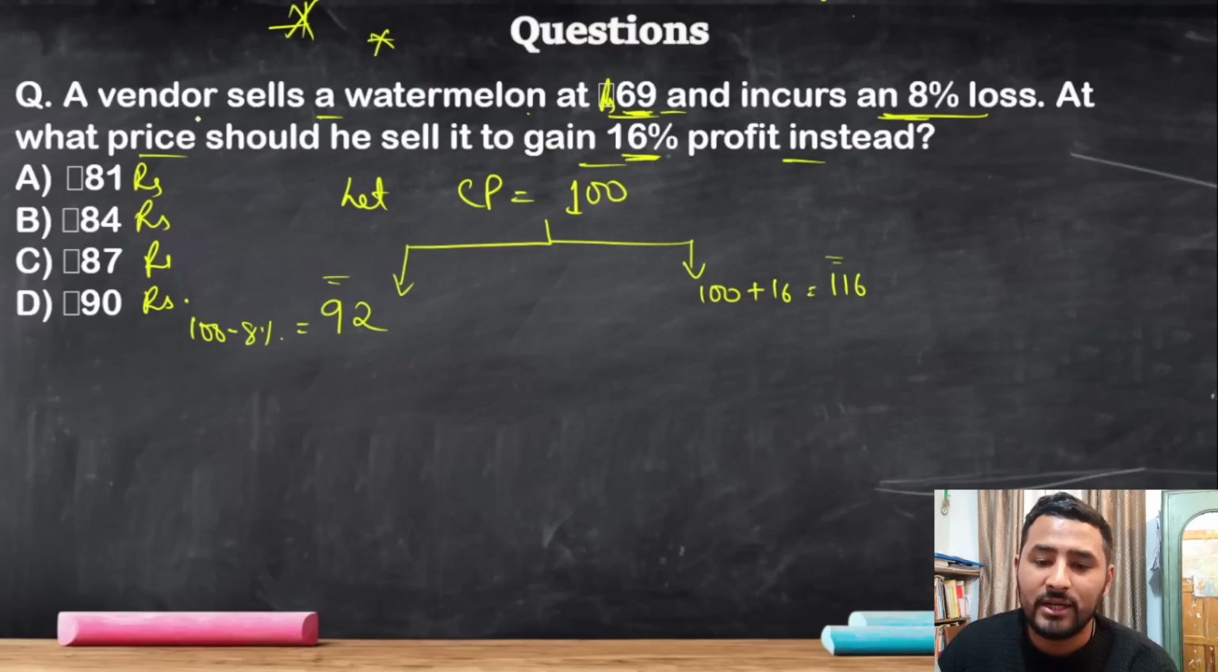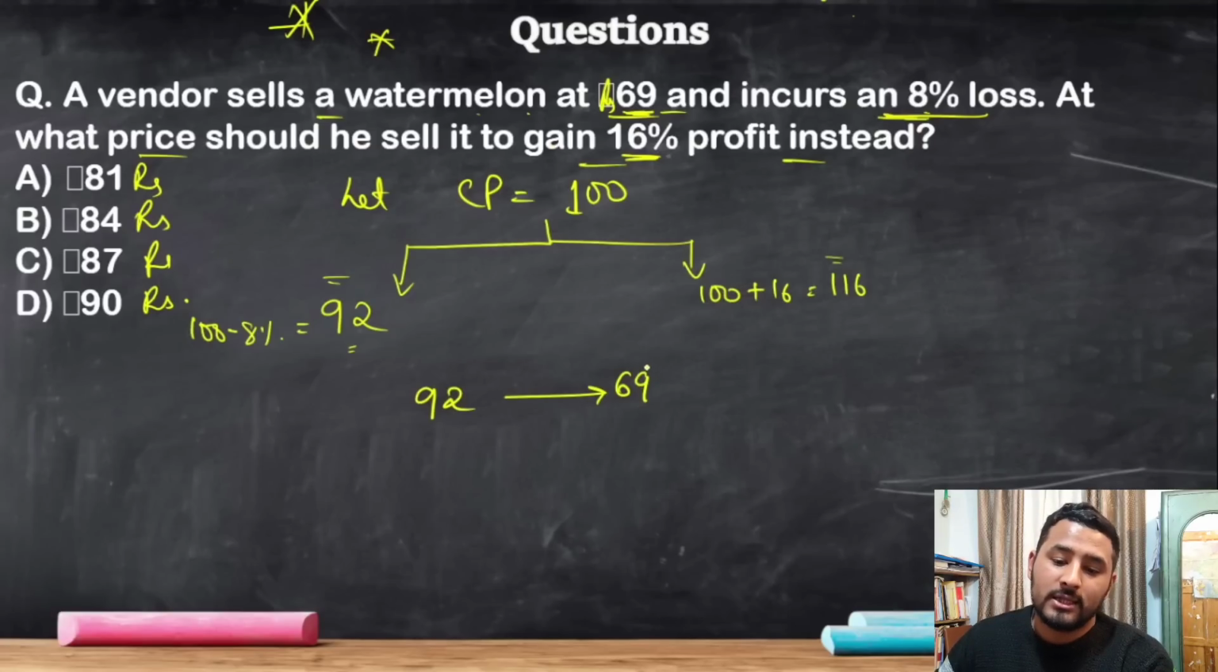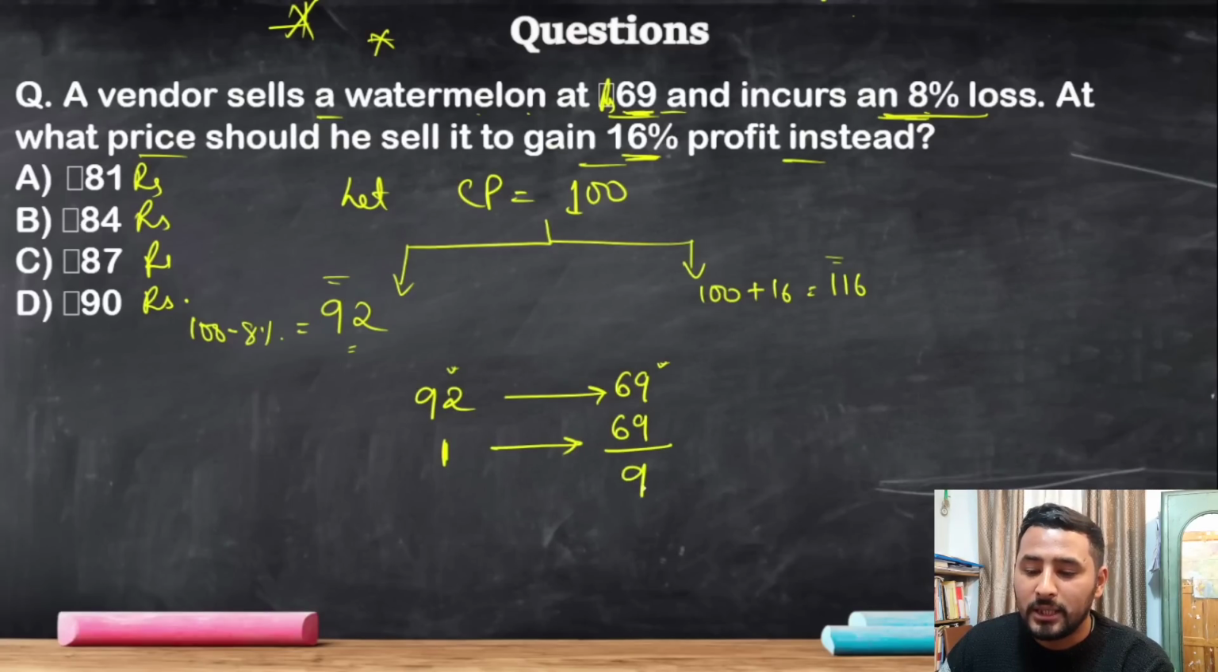Now remember nicely, a vendor sells a watermelon at rupees 69 and incurs a loss of 8%. How you should do is, you should write this 92 at first, and he got a loss. So this will be 92 units at the rupees 69. Now one unit will be how much? It will be 69 divided by 92. I hope this is clear. This is the loss that has occurred.